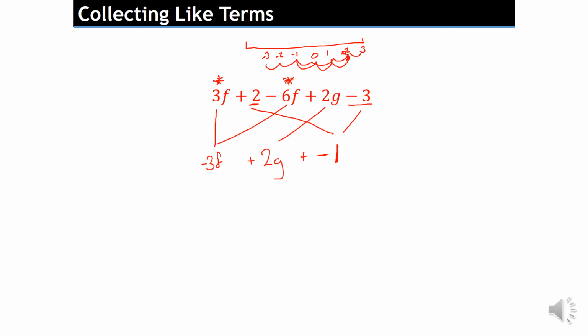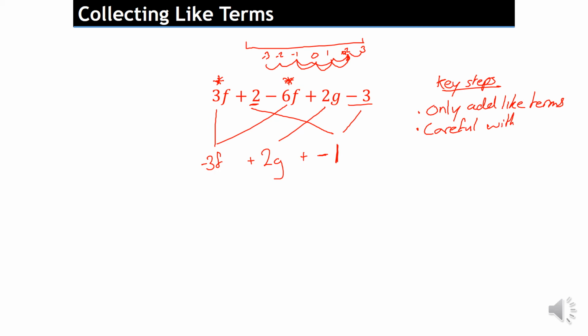So this one is definitely a bit tougher because we've got more than one letter and we've also got some negative numbers in there. So the key steps: only add like terms, and be careful with negatives.